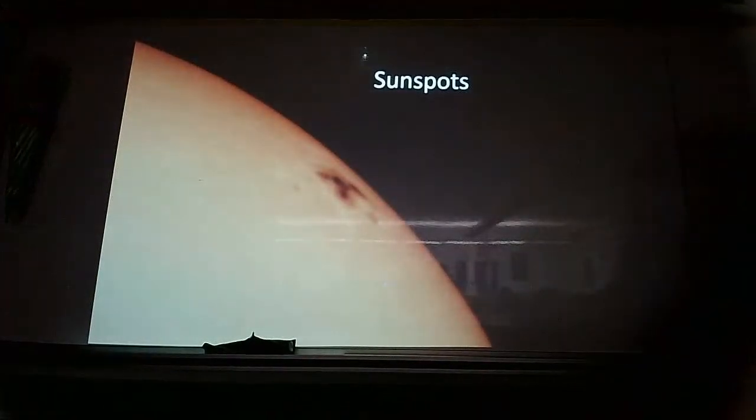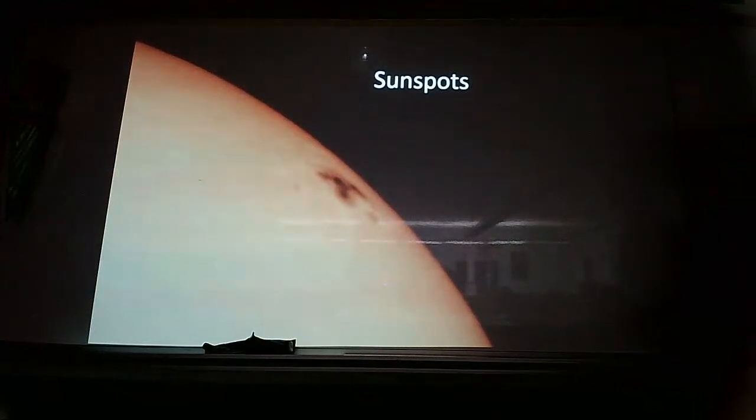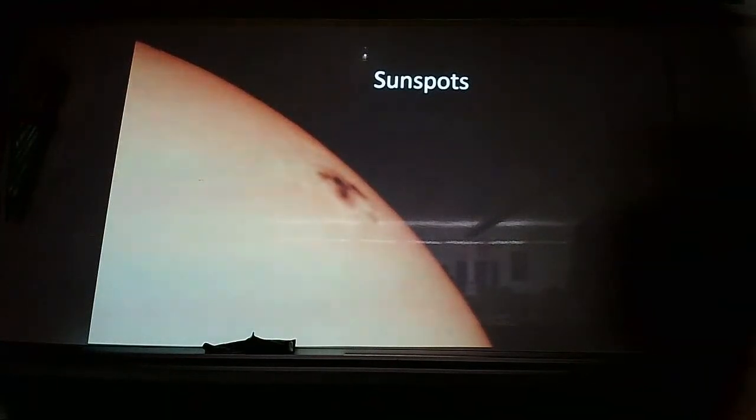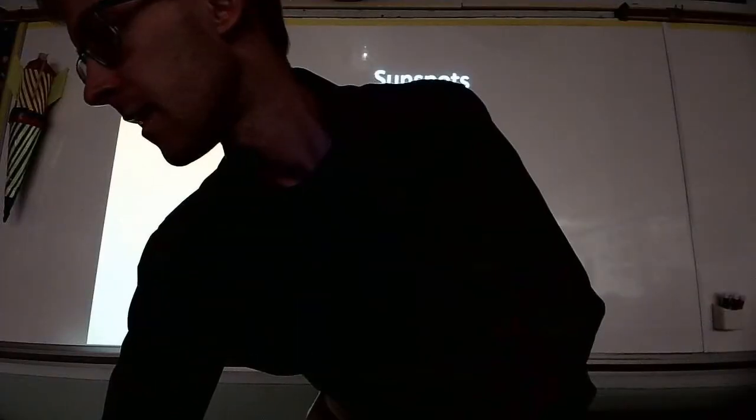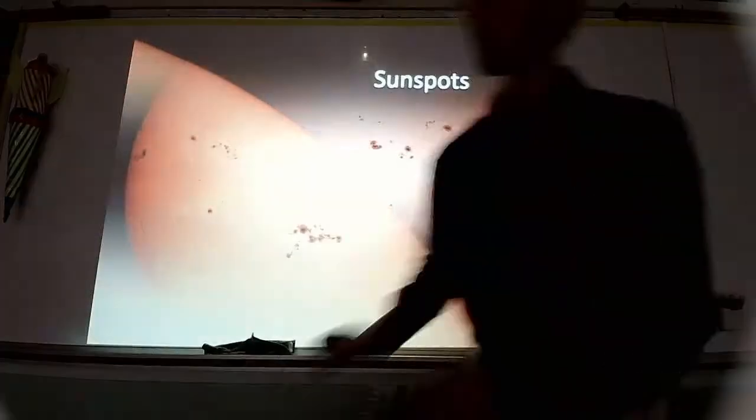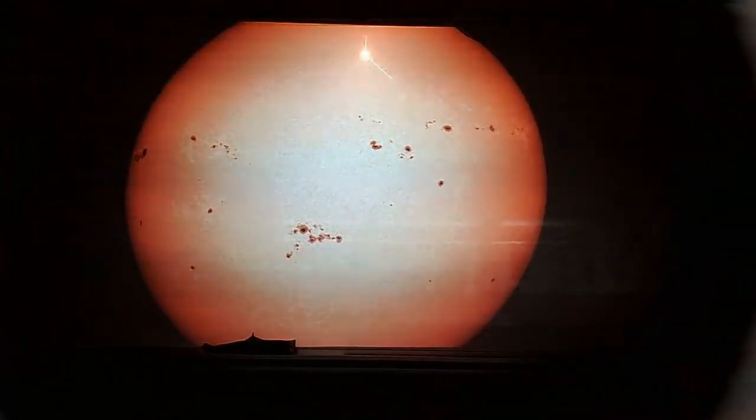Okay, so we left off with sunspots. So the question is, what are sunspots? Are they super hot? Are they super cold? What causes them to be there? Is it just a land, a little mini island? Nope. That might be a good guess, though.